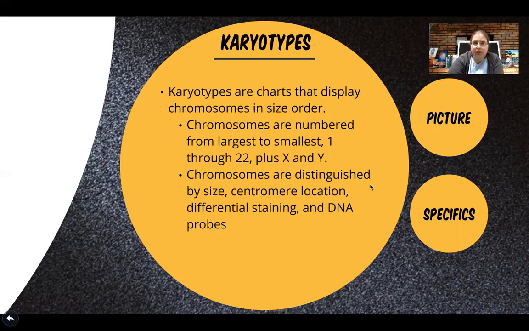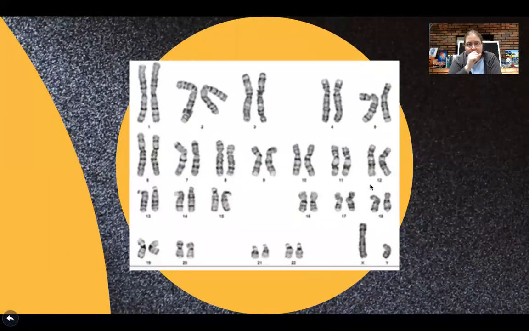We got some more information, like a picture. So here we have an example of a karyotype. So we have 1 all the way down to 22 in pairs from biggest to smallest, and then the sex chromosomes are at the end.